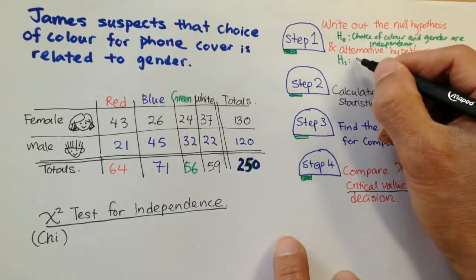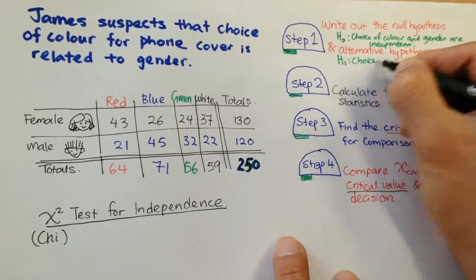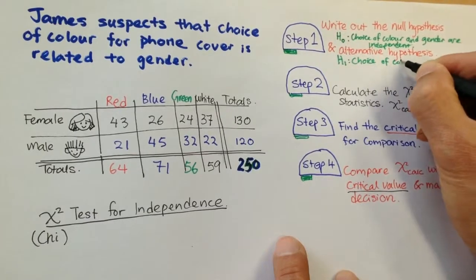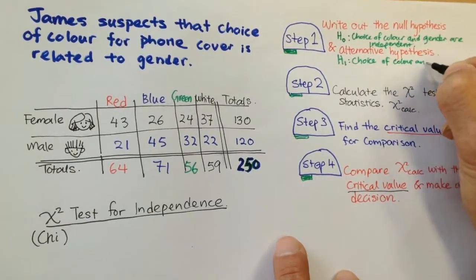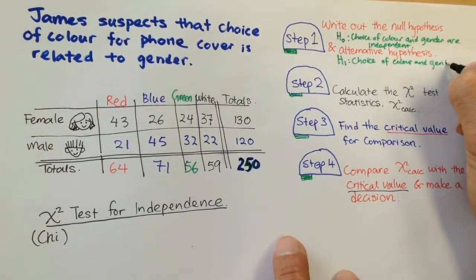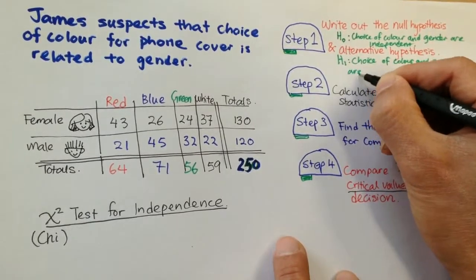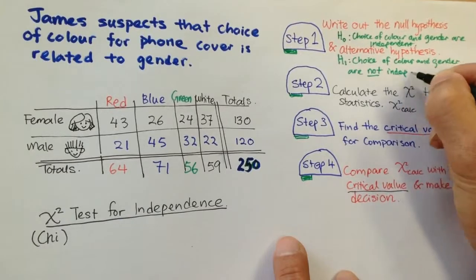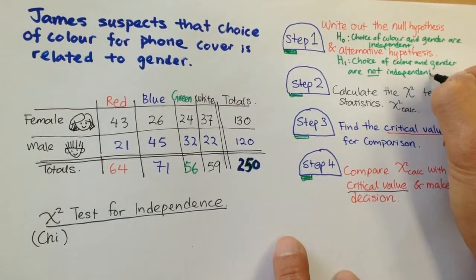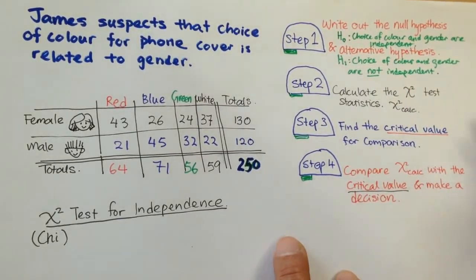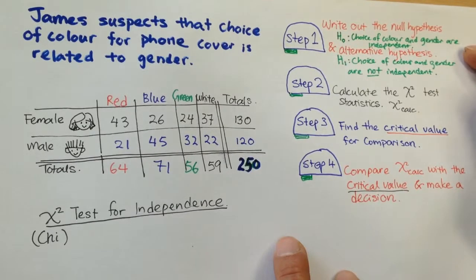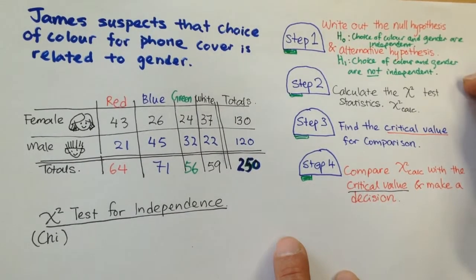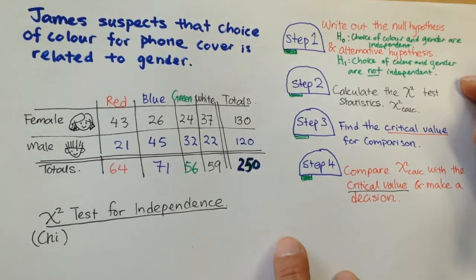So you can write that as choice of color and gender are not independent. So regardless of what you think it is, whether they are related or not, this is the null hypothesis that you're going to write about independence, and the alternative is about not independent.